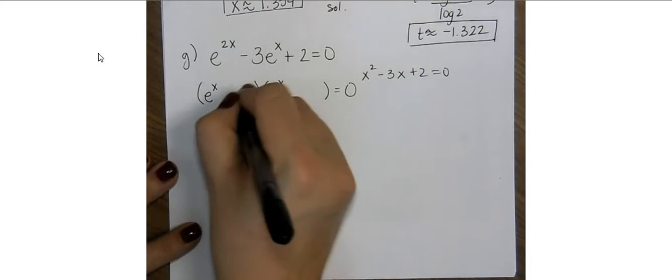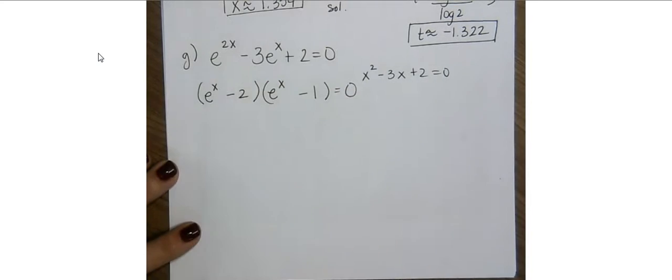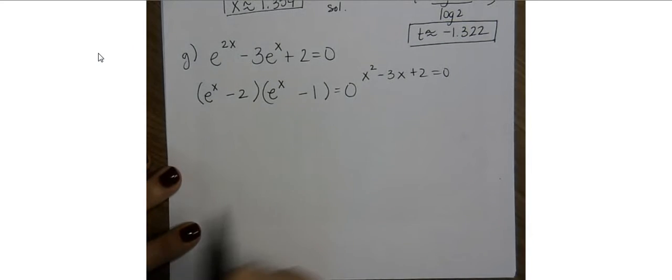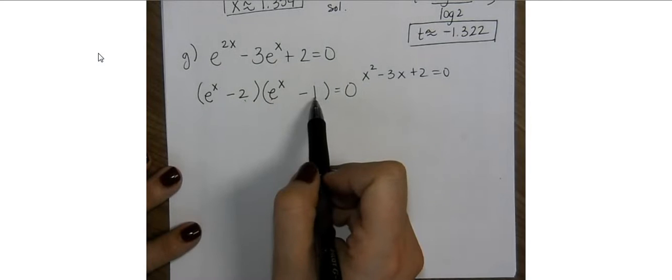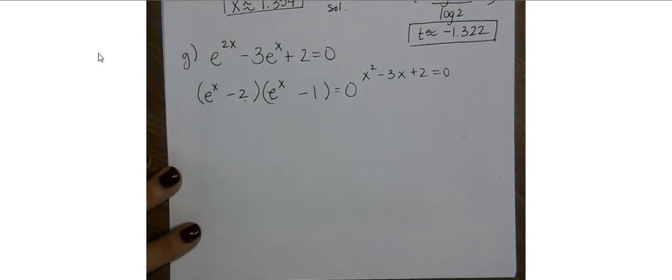So this is going to give you minus 2 and minus 1. And to check it, you would get a negative 2 e to the x minus 1 e to the x, combining to negative 3 e to the x. So we're good there. So I'm not quite done.